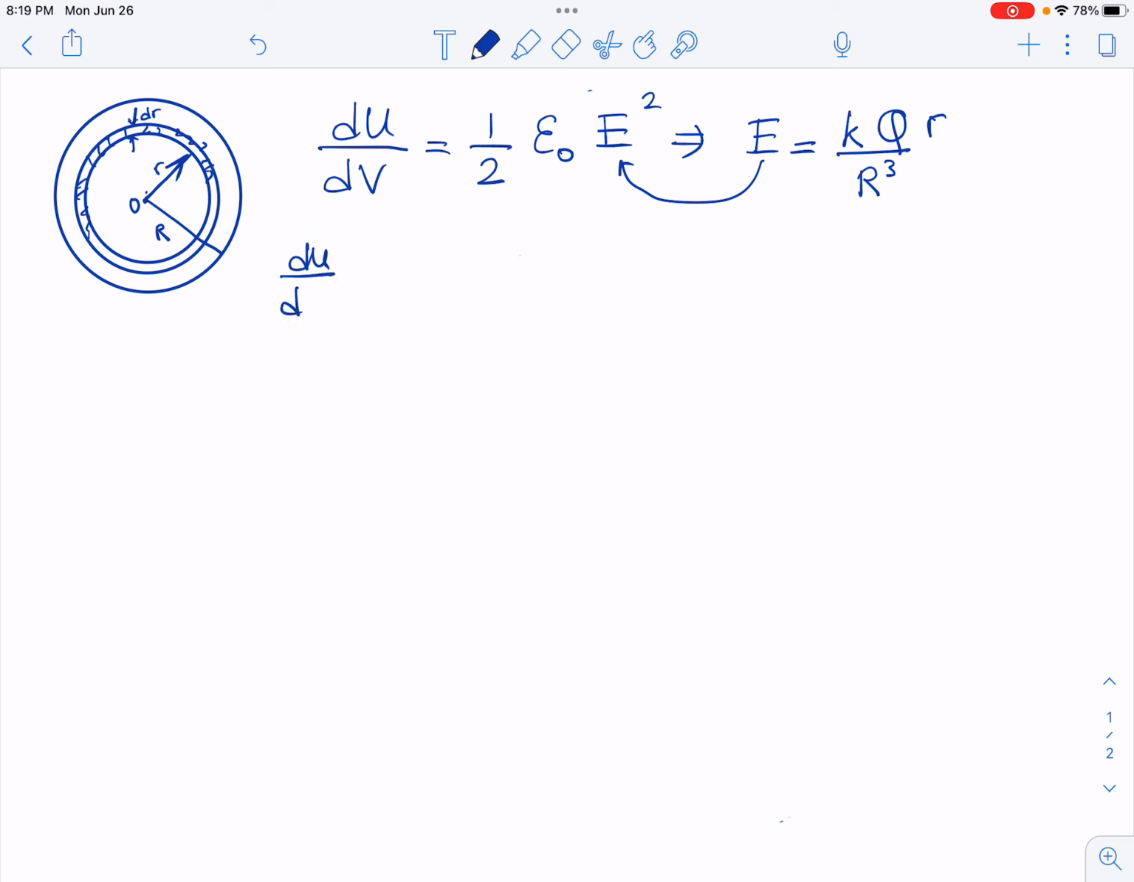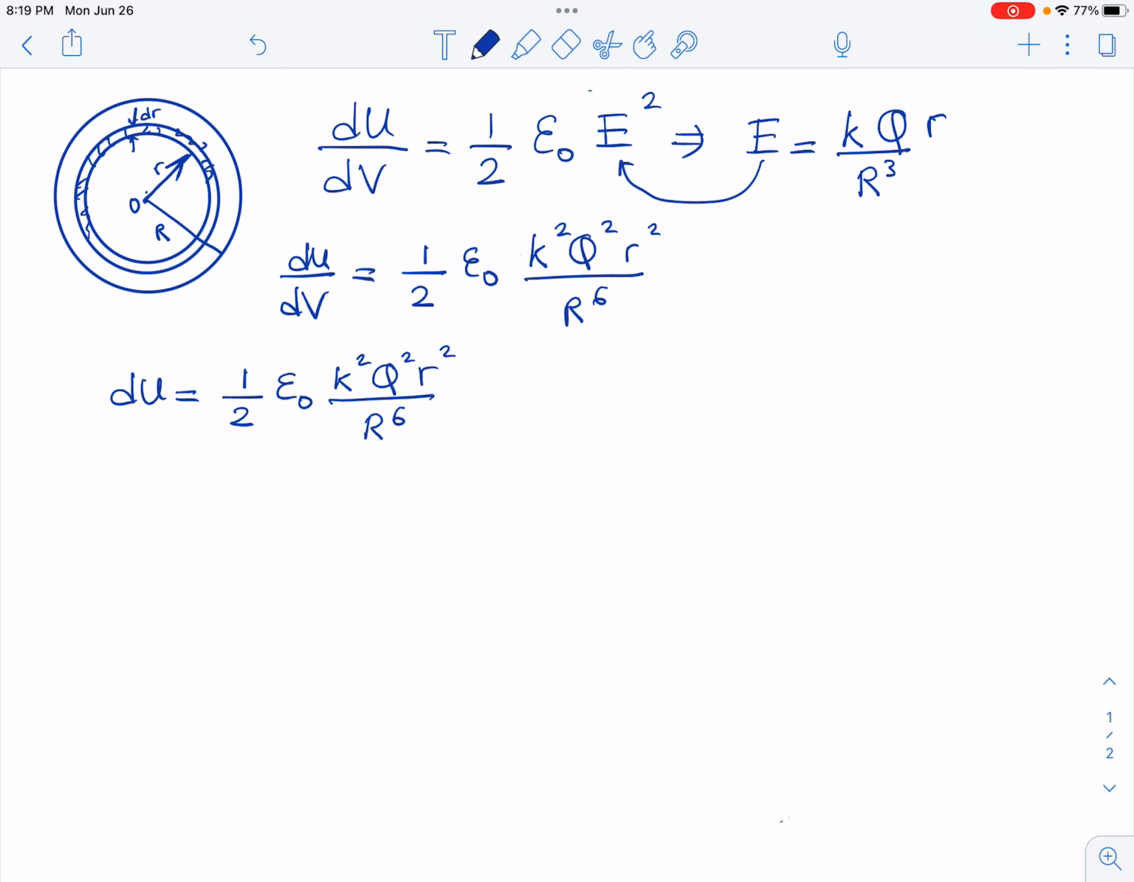So then we have du over dv, 1 over 2 epsilon naught k squared q squared r squared over r to the 6th. Now I'm going to bring the dv in there, so then du becomes 1 over 2 epsilon naught k squared q squared r squared over r to the 6th times 4 pi r squared dr. This is the surface area of this little strip right here, dr. Okay.